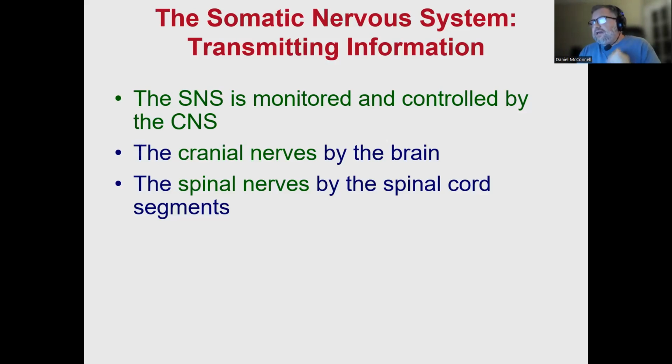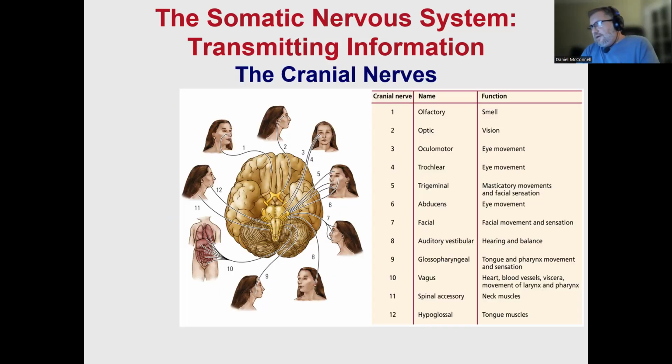So we know that the somatic nervous system includes the anatomical cranial and spinal nerves, but we also want to talk more about the functionality of these nerves, especially when it comes to bringing sensory information in to the central nervous system. And that's what we mean here to say that the SNS is monitored by the CNS, because that sensory information, of course, is a way of monitoring, right? But also controlled, because there's some motor stuff as well here.